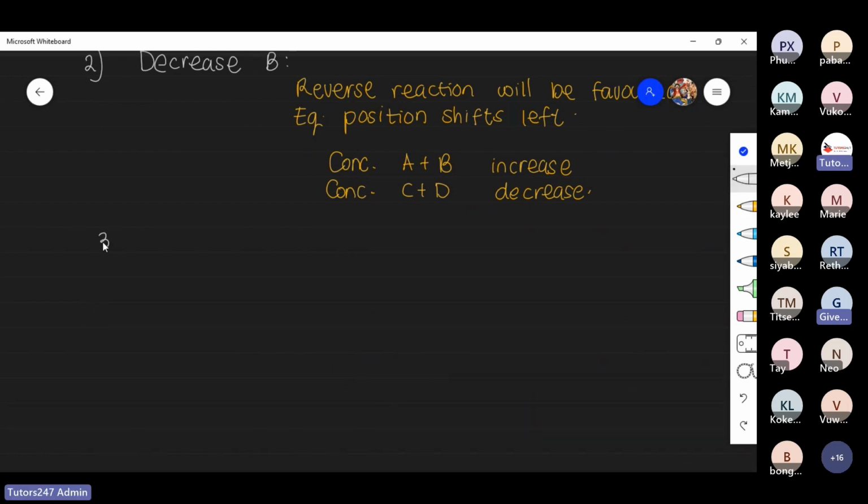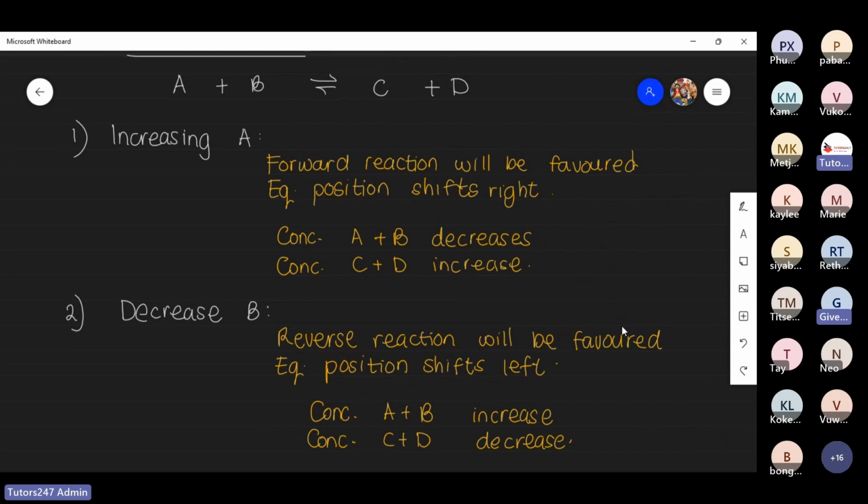So this will be point 3. If we increase C, what is now going to happen? So let's have a look at our equation. C is on the right side. If we increase our concentration of C, or if we increase the amount of product of C, how will our system react? So just as in point number 1, when we increased A, our system then tried to use up A in order to get rid of the extra A that was added. So it's going to be the same situation in C.